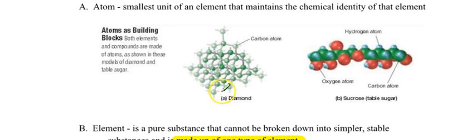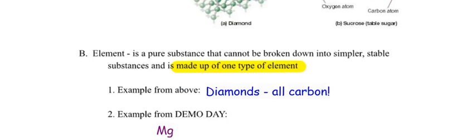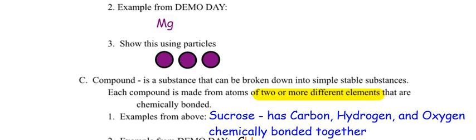So what example from above is a compound? Was it diamond? No, they're all the same carbon. Is it sucrose, table sugar? Yes, it is. How do I know that? Because it's made up of three different elements. Sucrose has carbon, hydrogen, and oxygen chemically bonded together.